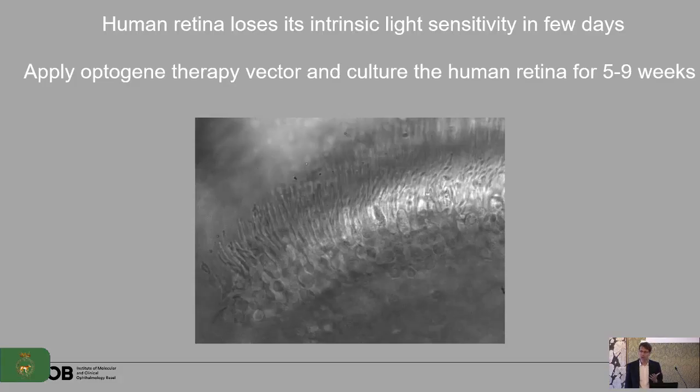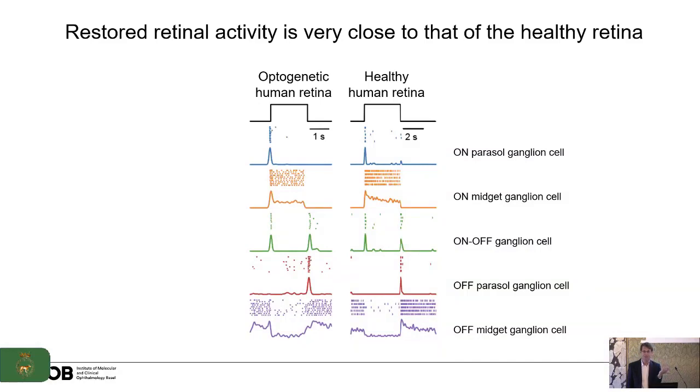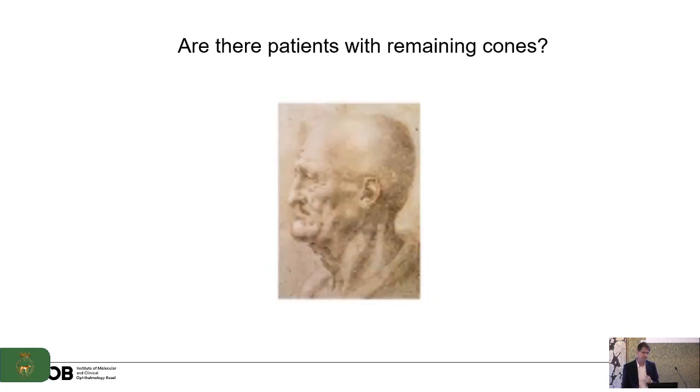Now what we can do is take the same retina and culture it for 5 weeks. In the first days, this human retina loses light sensitivity for unknown reasons. We apply the therapy, bring back light sensitivity, and 5 weeks post-mortem, we compare what sort of artificial vision we can bring back. And what you can see here, if you compare the left and the right column, is almost identical human retinal output that we can now create with the cone-based light sensors.